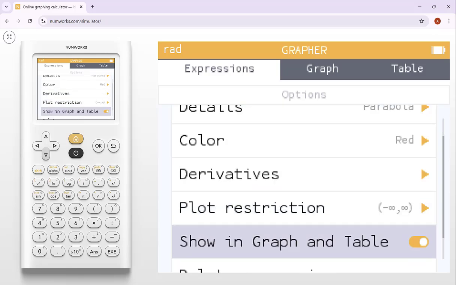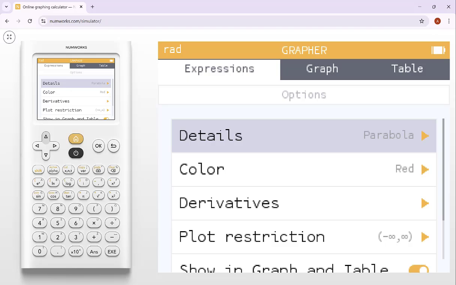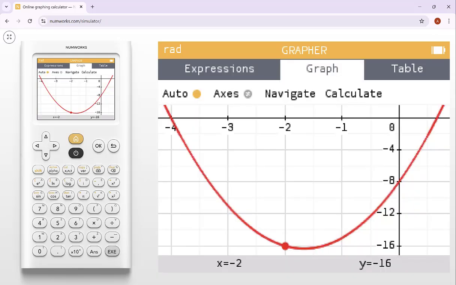I can show both the graph and the table of the function. I can delete the function, but none of that is relevant right now. I'm going to hit back. And then if I go up, notice I have expressions highlighted. I want to see the graph, so here's the graph. When I hit graph, it shows me the entire graph.